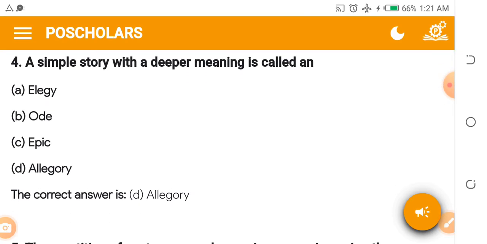A simple story with a deeper meaning is called a dash. A. Allegory. B. Ode. C. Epic. D. Allegory. I remember this book.